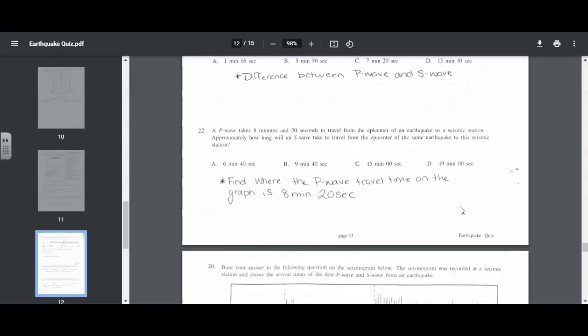Number 22. A P wave takes 8 minutes and 20 seconds to travel from the epicenter of an earthquake to a seismic station. Approximately how long will an S wave take to travel from the epicenter of the same earthquake to this seismic station? So find where the P wave travel time on the graph is 8 minutes and 20 seconds. Okay, and then you're going to look to see how long it would take an S wave to get to that same spot.